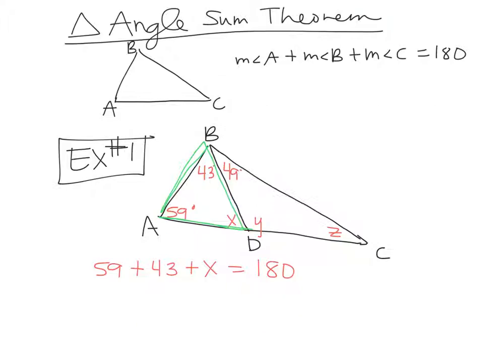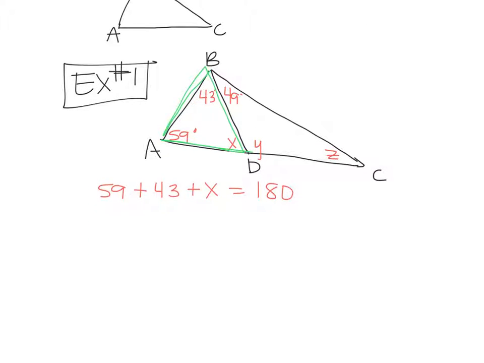Okay? So then you simplify it. 59 and 43, that is 102 plus X equals 180. Did I do that right? Yeah. So take away the 102.